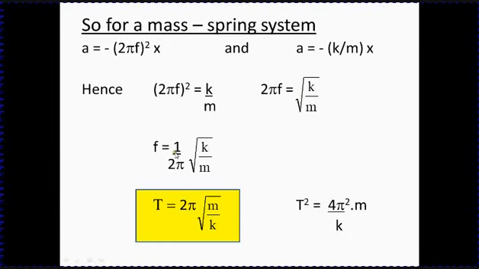T is 1 over f, 1 over 2 pi just becomes 2 pi, and the square root of k over m becomes the square root of m over k. So the formula for any mass oscillating on a spring is that the period is 2 pi times the square root of the mass that's on the spring divided by the spring constant.